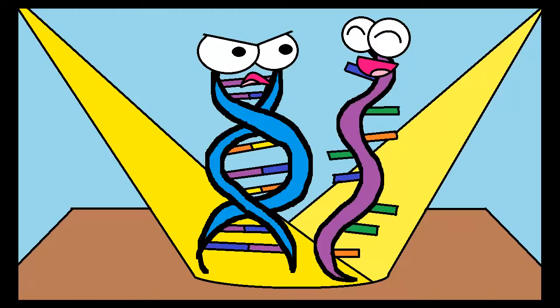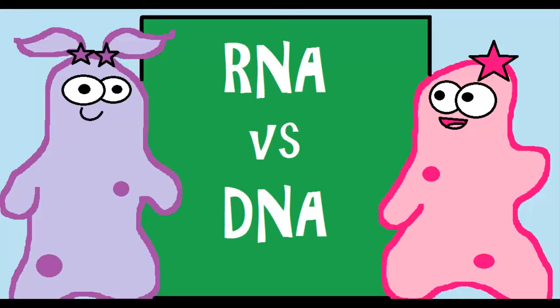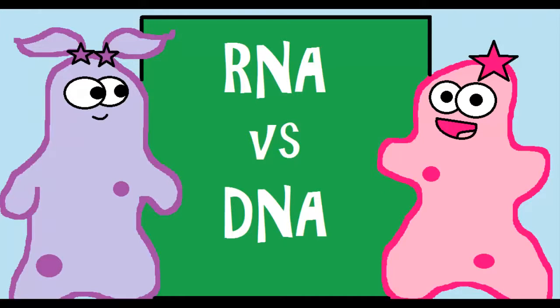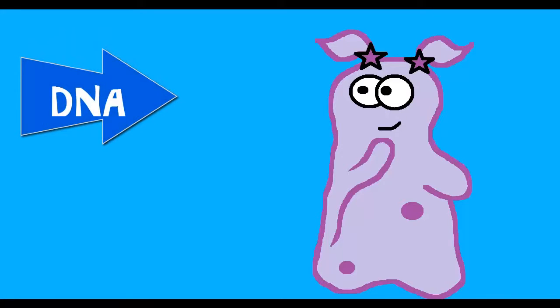So what we're going to do right now is compare and contrast RNA with DNA. This is really important to understand because if we don't understand it, we can't understand protein synthesis. And protein synthesis is the process that gets your DNA to code for the proteins that make up so many of your traits. So let's talk about DNA and RNA.